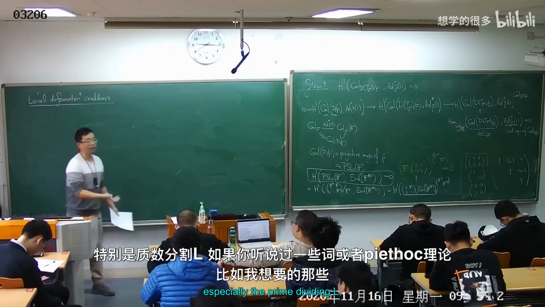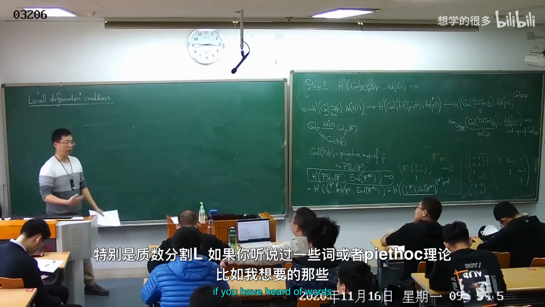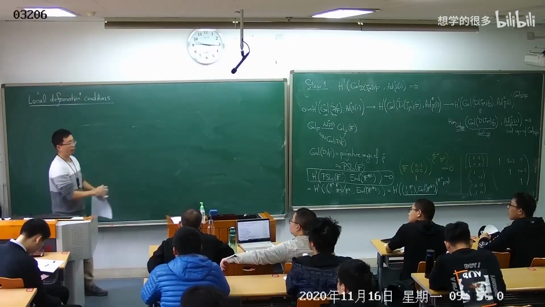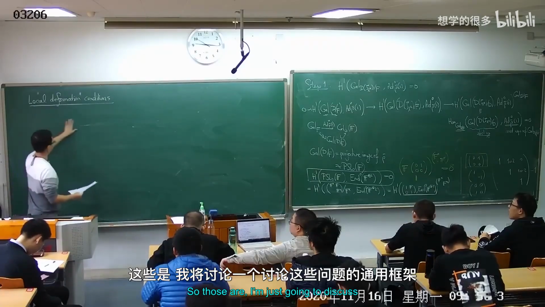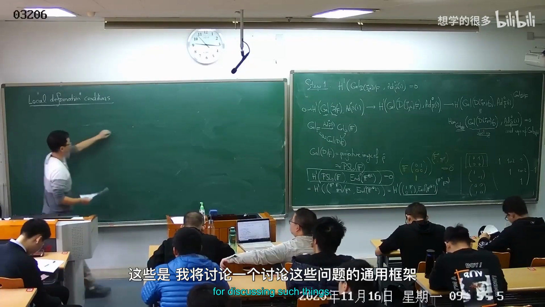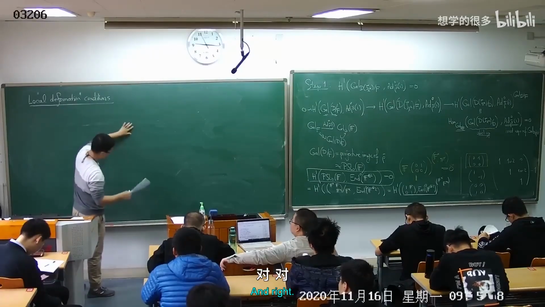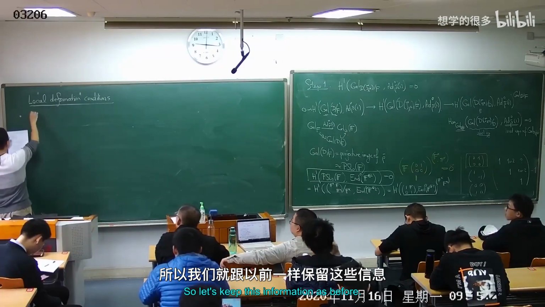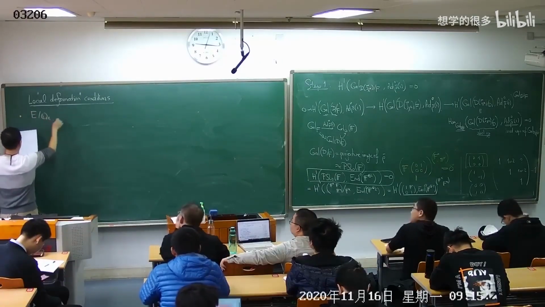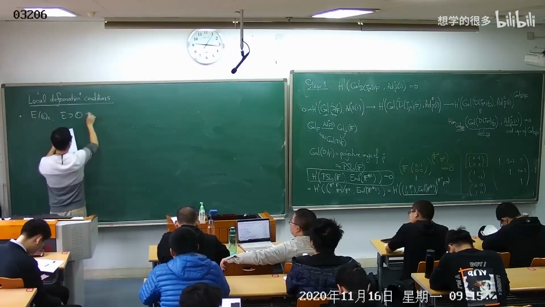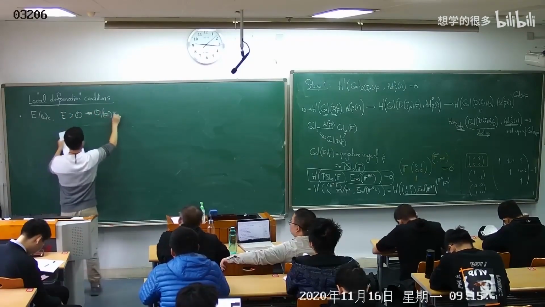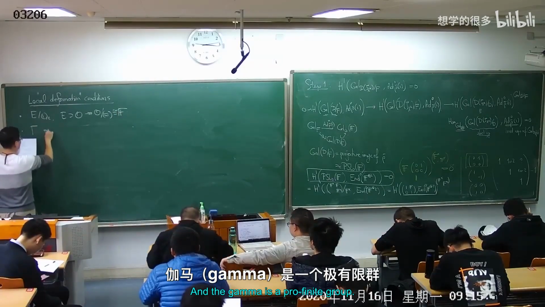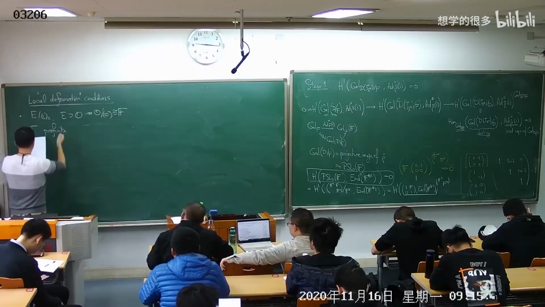For example, especially the primes dividing l. If you have heard of p-adic Hodge theory, I want the deformation to be crystalline, or I want the deformation to be de Rham, or whatever. I'm just going to discuss a general framework for discussing such things. So let's keep this notation as before. And Gamma is a profinite group. Let's do a general theory.